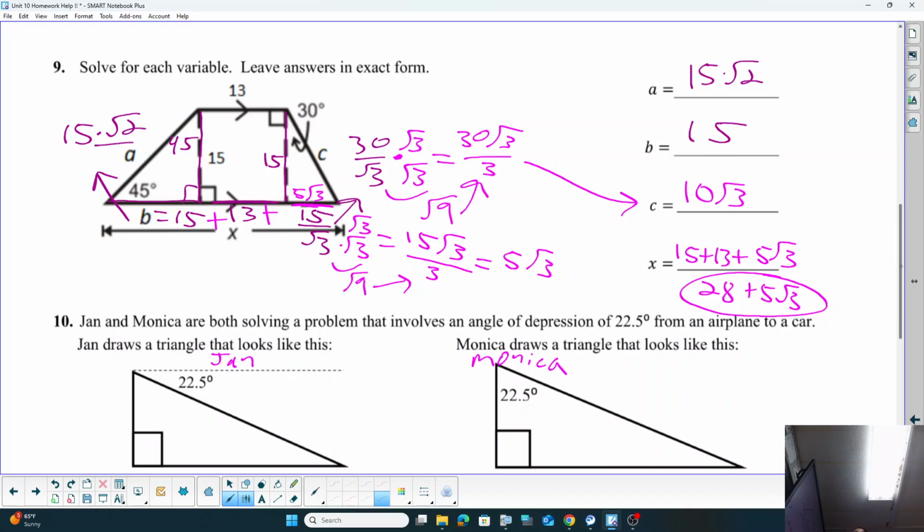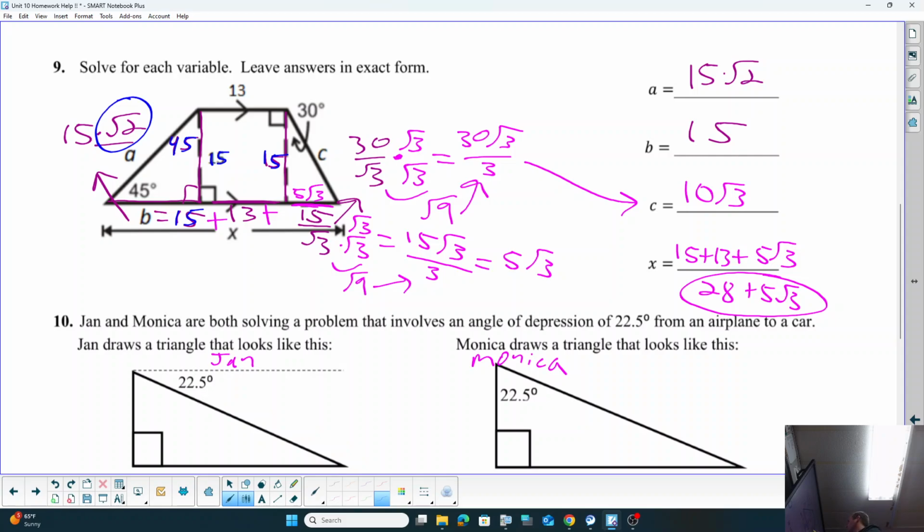So it's a 45, 45, 90 right triangle, so 15. If that's 15, then this is 15, because this is a 45, 45, 90 right triangle. And so the angles are the same, so the sides are the same. And then we can take the leg, which is 15, and times it by radical 2. There's our hypotenuse now. Remember this? That's 15, this is 15.